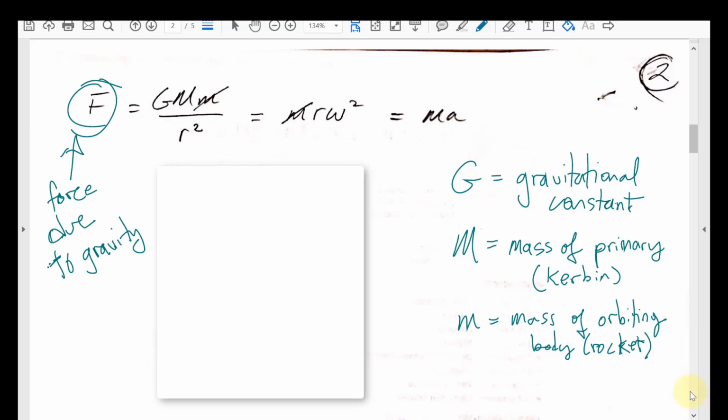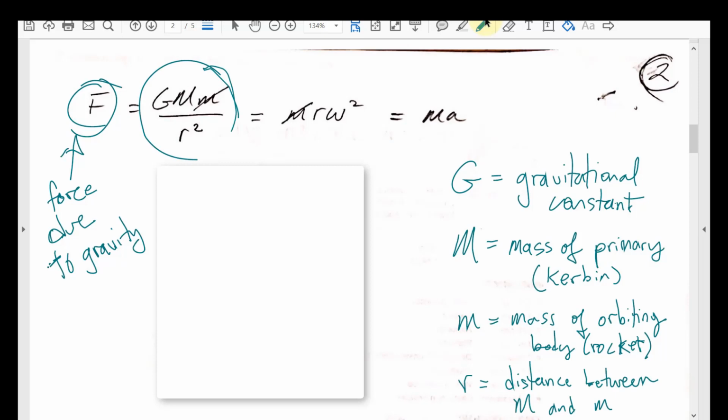The force due to gravity can be described by this big G, the gravitational constant; big M, the mass of the primary body, the object being orbited, like the planet Kerbin in this case; and little m, the mass of some smaller object orbiting the primary body. So this would be the mass of the rocket, the little m. R is the distance between those objects. This is an expression for the force due to gravity, and it relates to the acceleration, the change in the velocity of that object. So this is the mass times the acceleration.